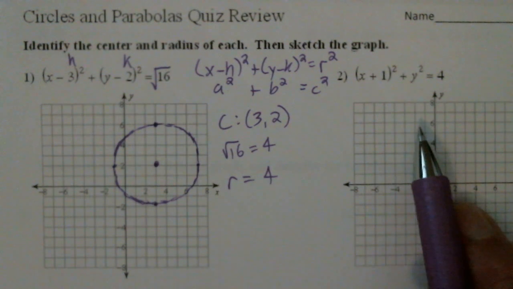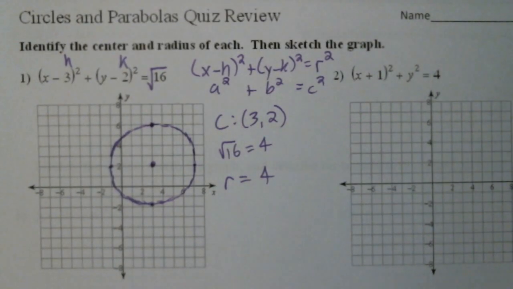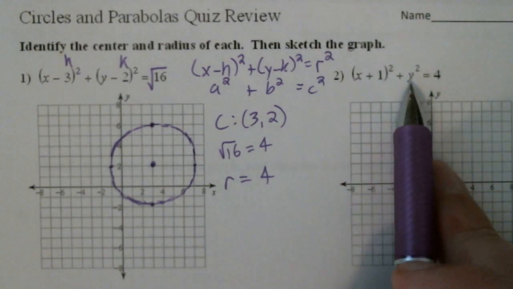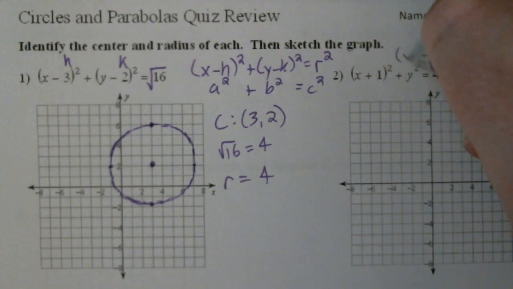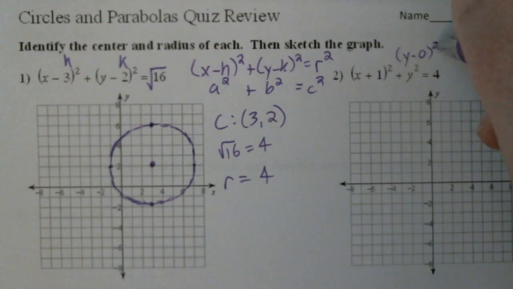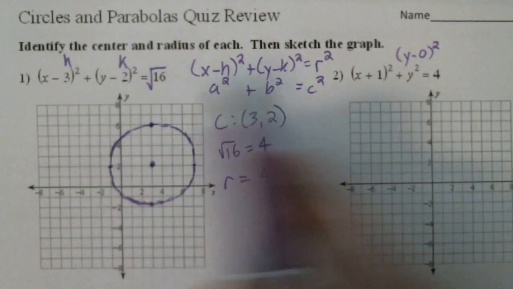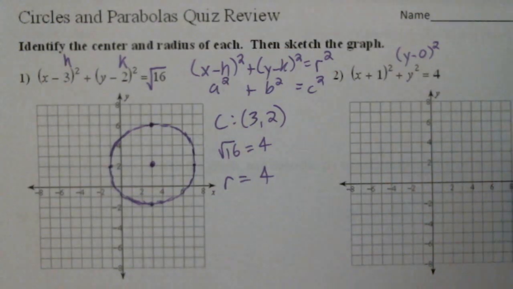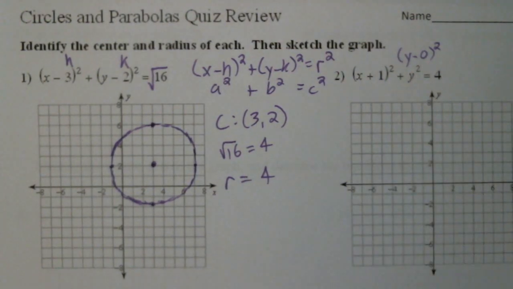Number 2, same thing, we're identifying the center and the radius. Okay, so my center is going to be, flip that, but there is no parentheses here. So remember, this is like y minus 0 squared. So my k value is actually 0. So my center will be, flip that sign, -1, 0.